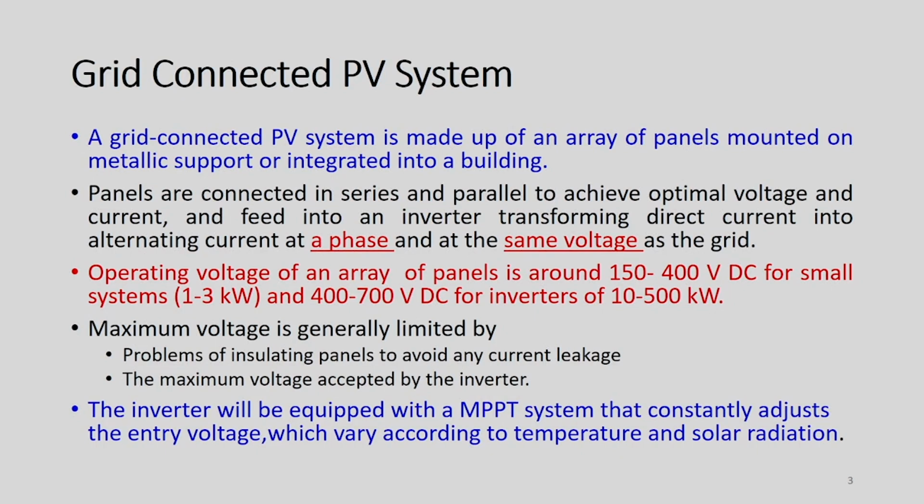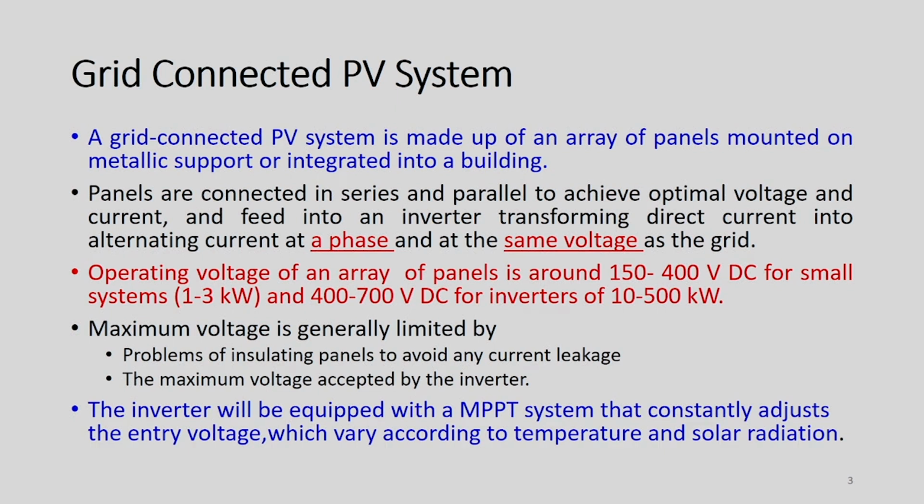A grid connected PV system is made up of an array of panels mounted on metallic support or integrated into a building. The panels are connected in series and parallel to achieve optimal voltage and current and feed into the inverter, which transforms direct current into alternating current at a phase and at the same voltage as the grid.